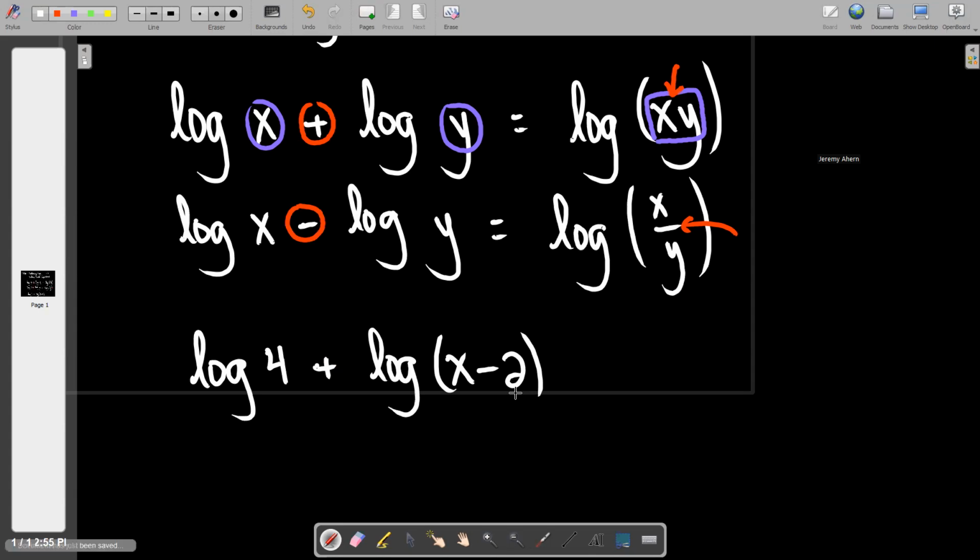All of this stuff that we're talking about applies provided that the bases of the logs are the same. If they're not, that's a conversation for another day when we have to use a base change formula, which we're not going to talk about anytime soon. So for now, we have a log of 4 plus a log of x minus 2. We want to condense into a single log. What would it be?